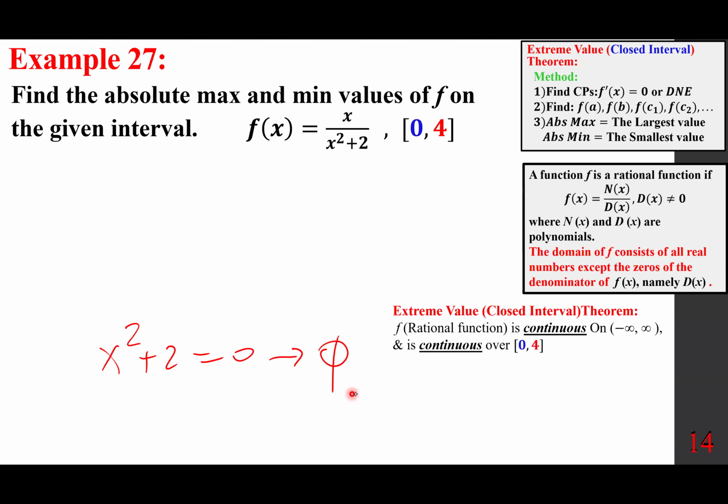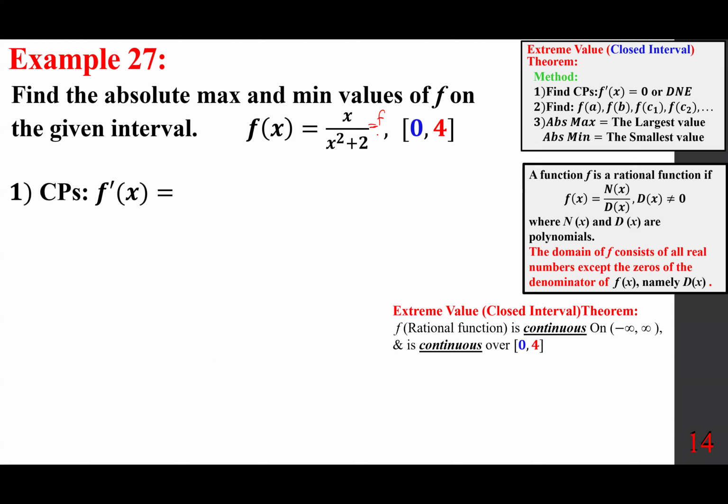Therefore, although f is a rational function, it's continuous from negative to positive infinity. Therefore, it makes it continuous in the given interval of 0 to 4. So we are going to go with f prime of x, which means we are going to go with the quotient rule, and I'm going to write it here: f prime g minus g prime f over g squared. So x gives you 1 times x squared plus 2, minus 2x times x, and the bottom squared.